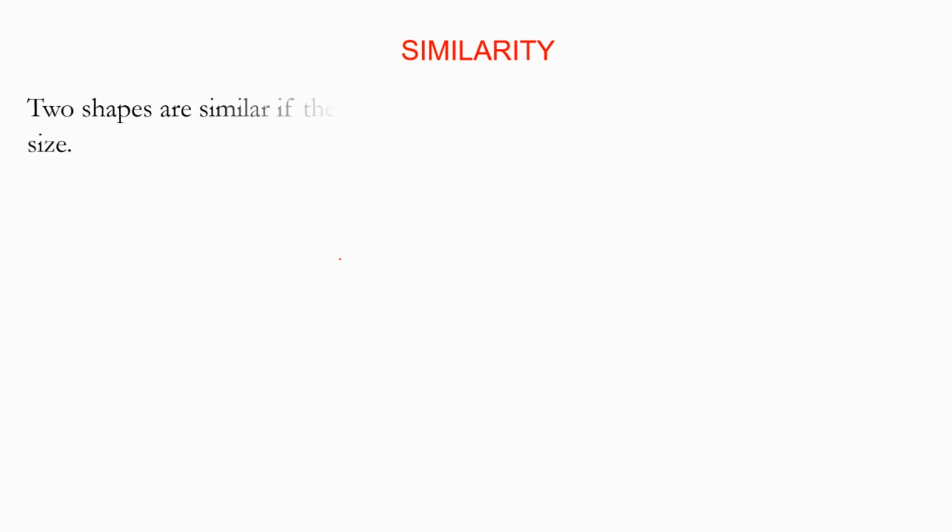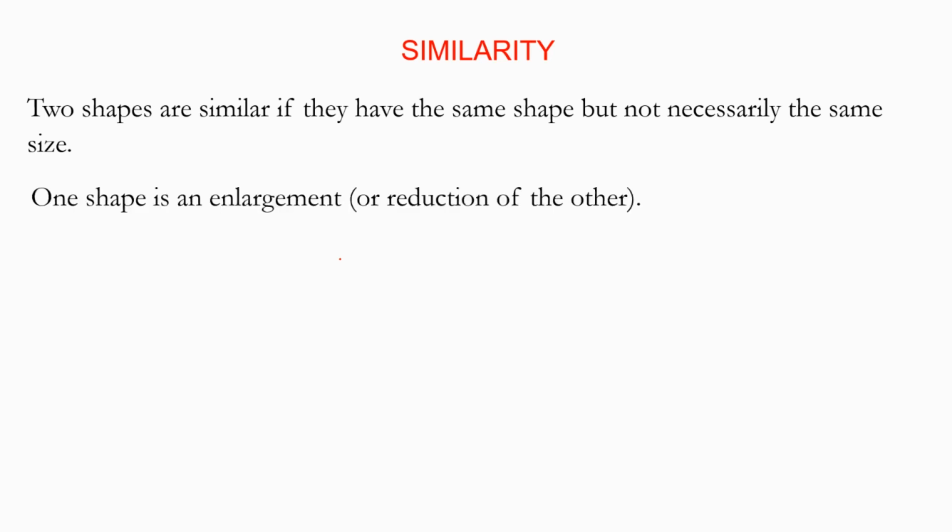Two shapes are similar if they have the same shape but not necessarily the same size. When I talk about similarity, I always think of me as a human being and my image. We are similar. Everything there is proportional. So two shapes are similar if they have the same shape, but not necessarily the same size. One shape is an enlargement or a reduction of the other.